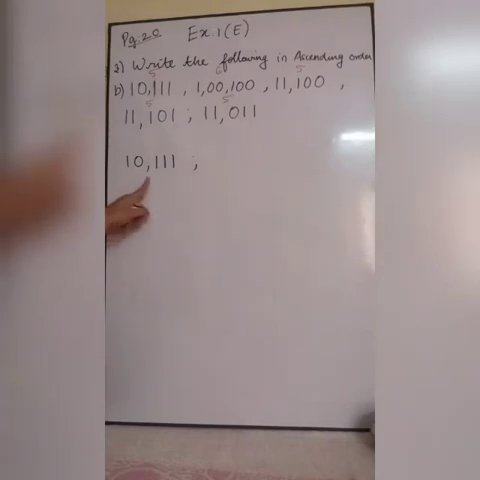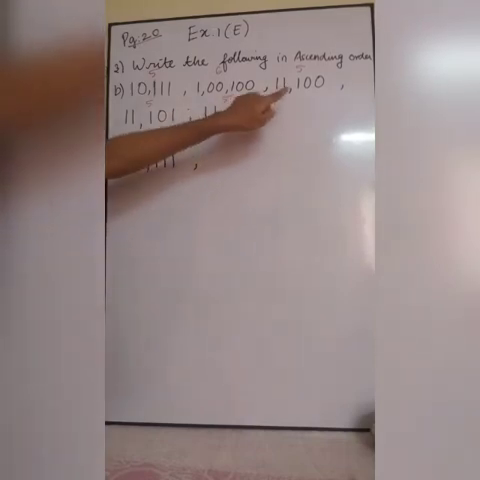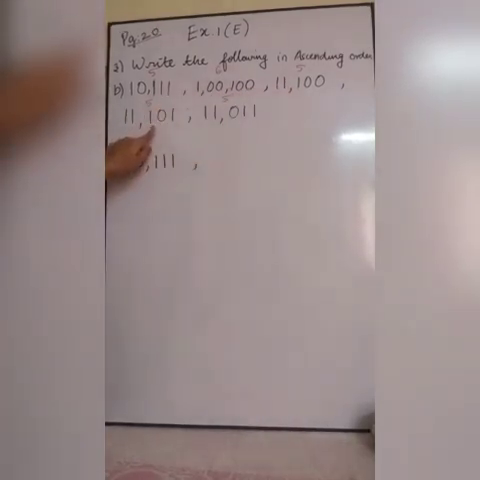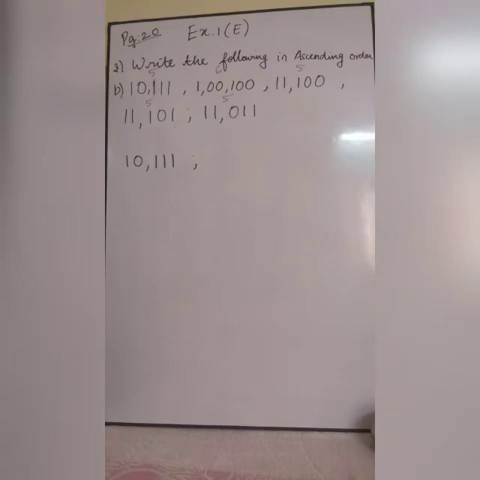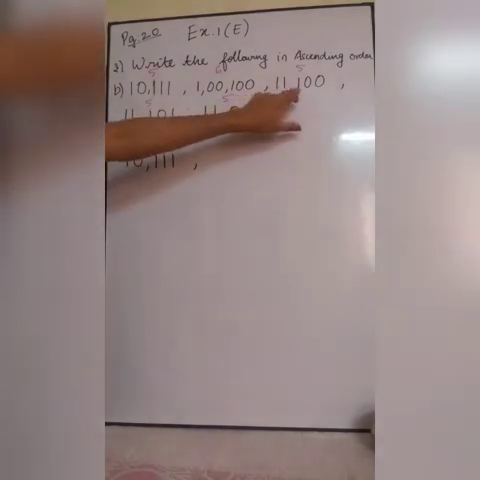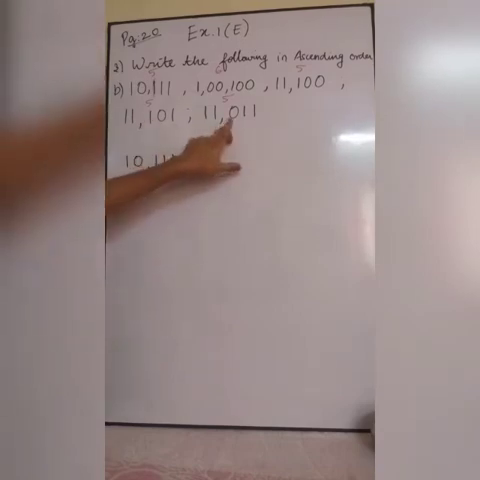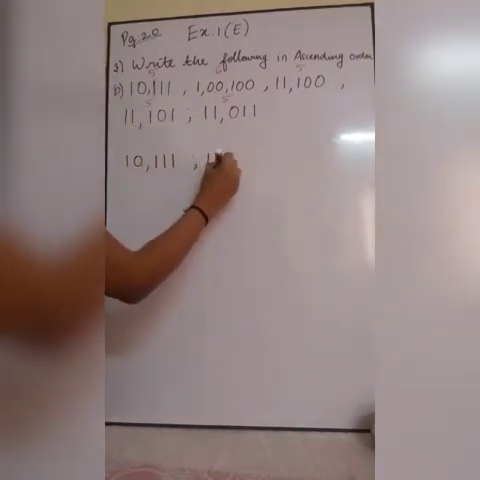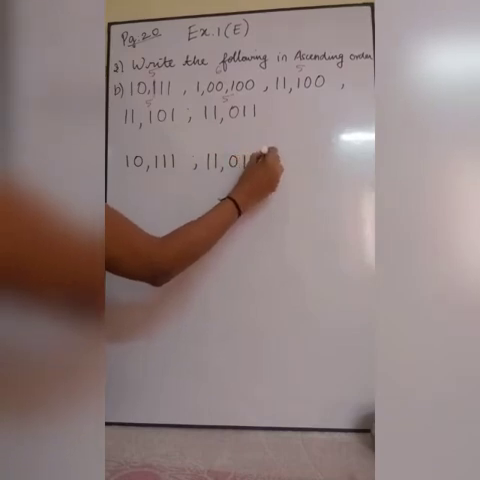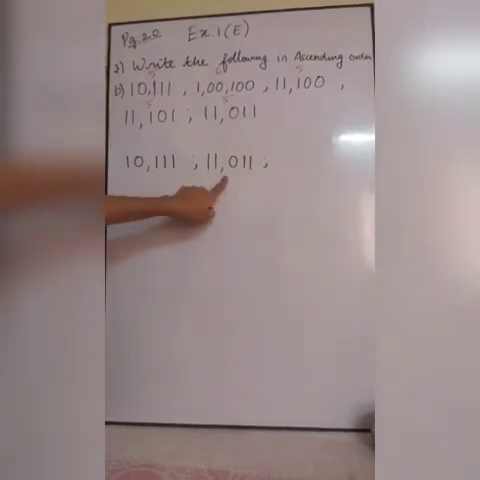10,101 is the smallest. Next, 1, 1, 1. These 3 are 1, 1, 1. Next, in this we can compare. The next digit is, after this, 1, 1, 0. So 1, 1, 0. In this which is smaller? 0. Right. So I am just going to write 11,011. This is the second smallest.